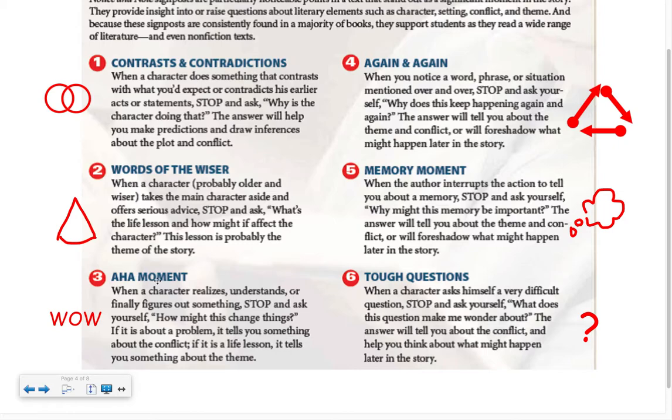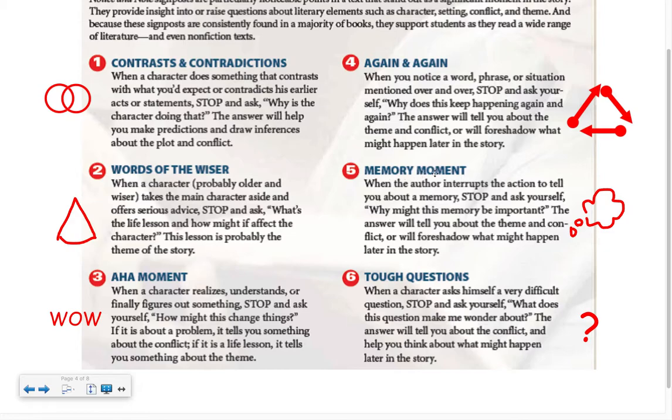And I have an aha moment, and I'm using the symbol wow. And when I come across an aha moment, I'm going to stop and ask myself, how might this change things? Number 4, again and again. Of course, this is when something's repeated over and over again. Somewhat like the recycling symbol is what I'm going to use. And when I come across that, I'm going to ask myself, why does this keep happening again and again?